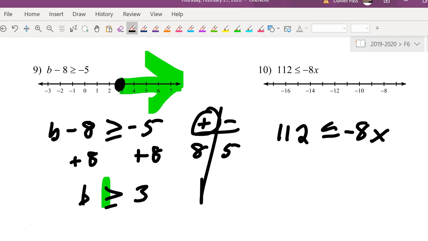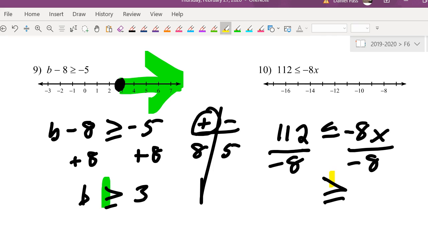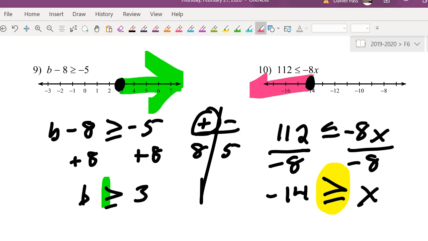You have to switch the inequality. Why? You're dividing by negative 8. Excellent job. So we change that inequality sign to the opposite way around. And then we're careful with our negatives. This is negative 14. Right? There we go. Alright, so negative 14, closed circle. x is on the pointy left.